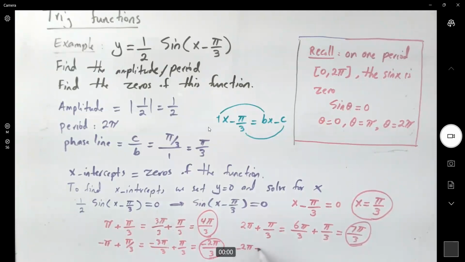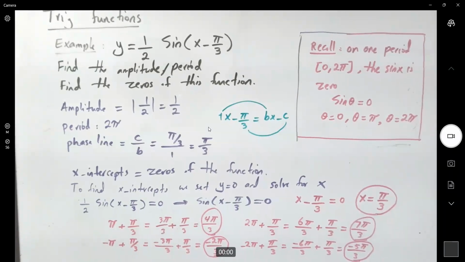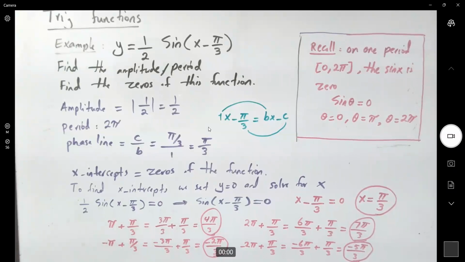Also, negative 2 pi plus pi over 3, which is negative 6 pi over 3 plus pi over 3, or negative 5 pi over 3. And it continues, everybody. We have infinitely many zeros for this function because it's not restricting the domain. The domain is negative infinity to positive infinity.